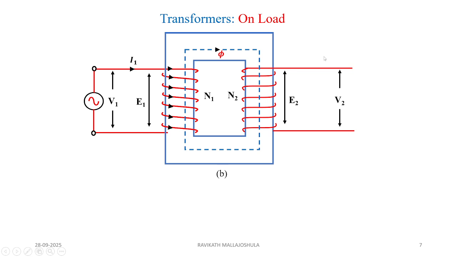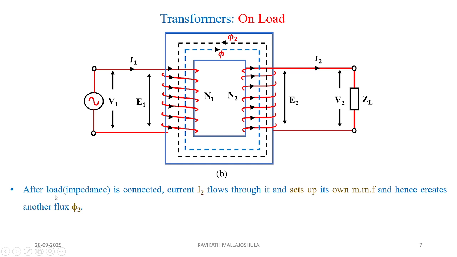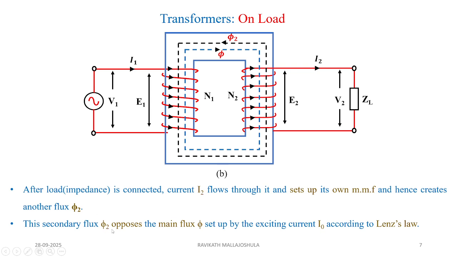Now, once the transformer is loaded, you can see a flux is already set up, right? But this loaded transformer makes current I2 flow through it, and this current is flowing in the secondary winding, and it is responsible for introducing a magnetic motive force, which generates a flux phi 2, which is in opposition to phi according to Lenz's law. Now, after this load is connected, as I told you, current I2 flows through it and sets up its own MMF, and hence creates a flux phi 2. As I told you, this is in opposition to the main flux set up by the primary no load current, and this is in accordance with Lenz's law.